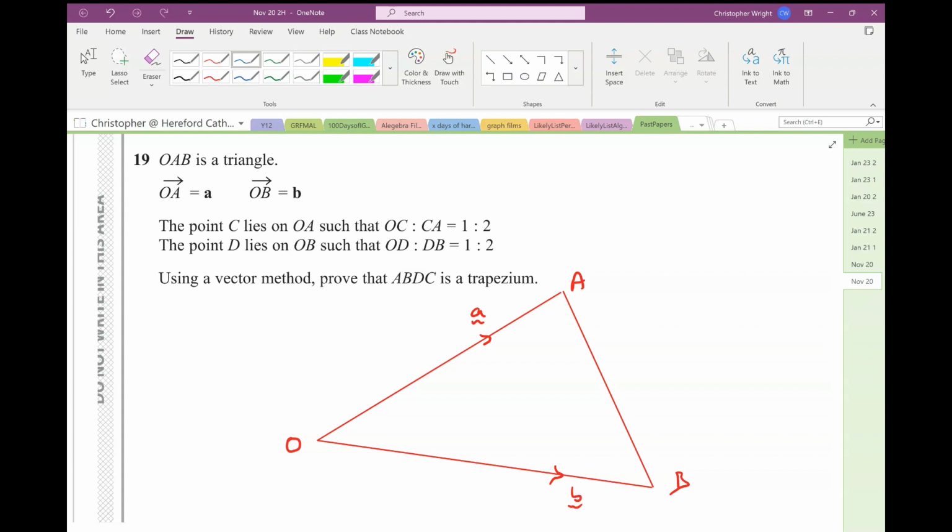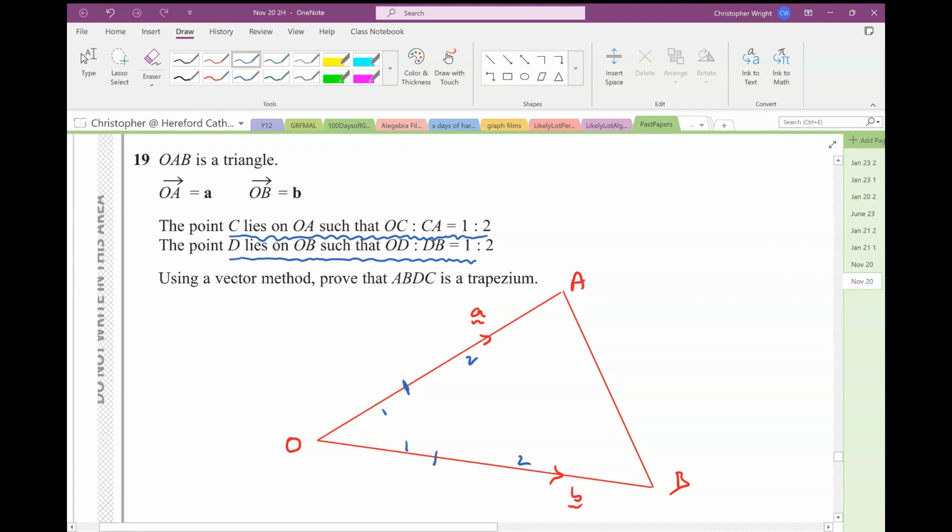Right. The point C lies on OA such that OC to CA is 1 to 2. Right, so OC to CA is 1 to 2. So it cuts it in that ratio there. The point D lies on OB such that OD to DB is 1 to 2. That's going to cut it in a similar ratio, isn't it? In the same ratio, 1 to 2.